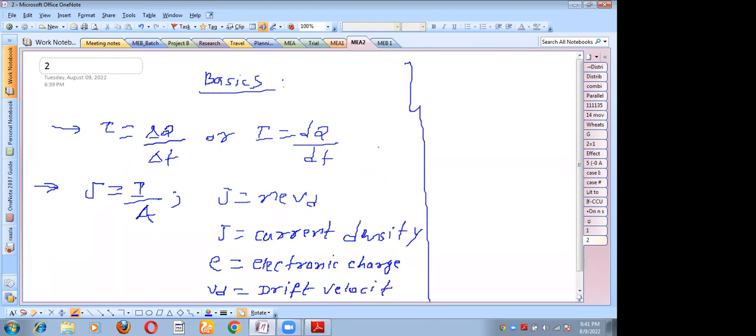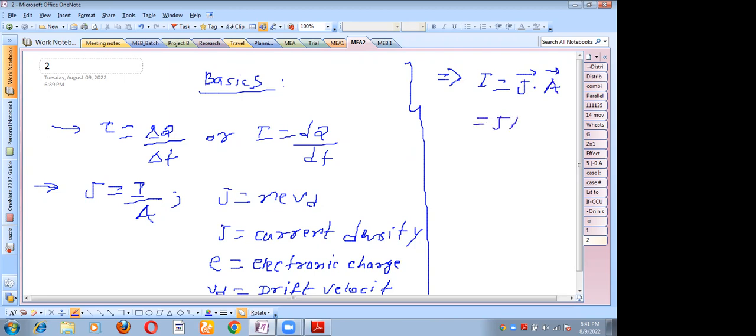So this is the thing. Or I can also write it like this. We also write sometimes I equal to J dot A, or I is equal to JA cos theta. This is also how we relate current density and area vector.